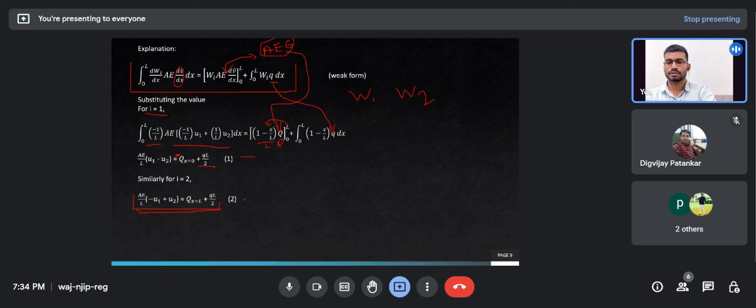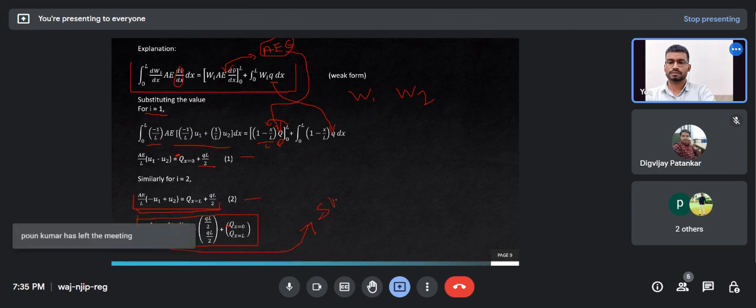So from equations 1 and 2, we can combine them and write like this. That is AE by L, and here I have separated the u1, u2 from the first equation and u1, u2 from the second equation. So we can write in matrix form like this. Here the minus terms as well. So this is nothing but the stiffness matrix. Right? So this is how we derive the stiffness matrix from the weak formulation.